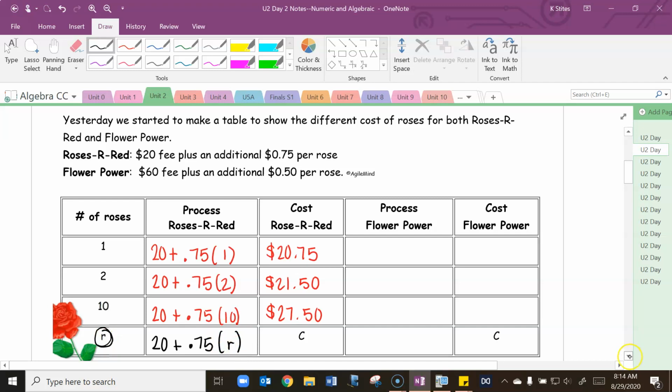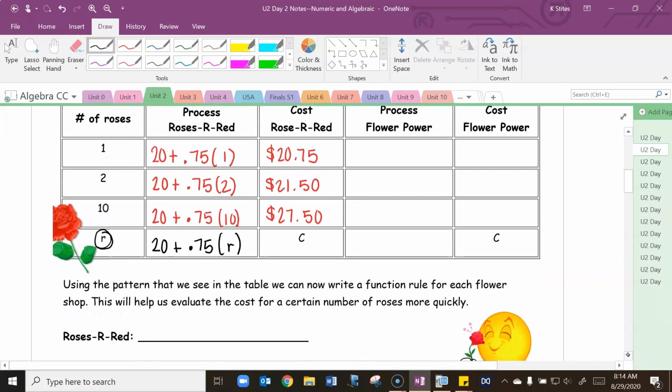All right, this means we can write a function rule for Roses Are Red. And we're just going to do this now, and then we'll go ahead and do the same thing for Flower Power. So what this tells us is that the cost, C, of our roses is equal to that $20 plus 0.75 times R. This is called a function rule. Basically, it is representing an equation that can help us find the cost of any roses. Okay, where 20 is our starting fee, and the 0.75 is our cost per rose.